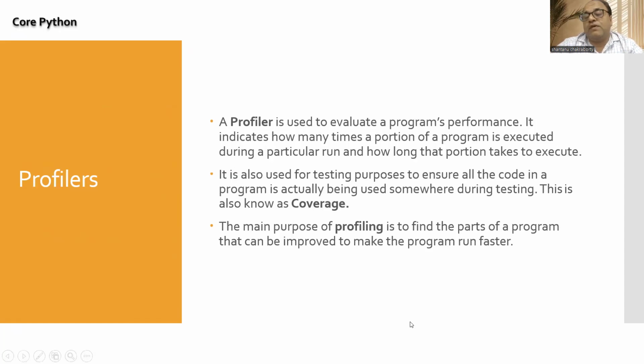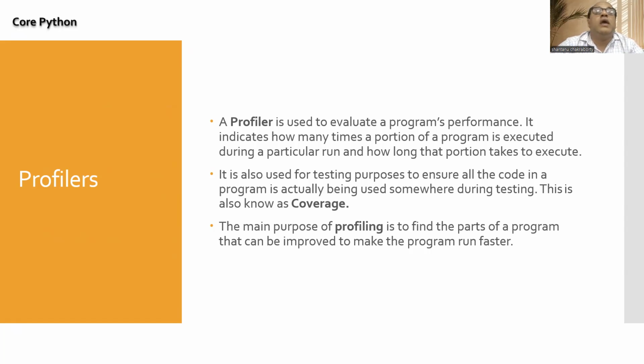Then comes a profiler. A profiler is used to evaluate the program performance. When we use a profiler, we try to evaluate the performance of a program. It indicates how many times a portion of a program is executed. And during a particular run, the profiler will be used to ensure that all code in a program is being used somewhere during the testing. So it's also known as coverage.